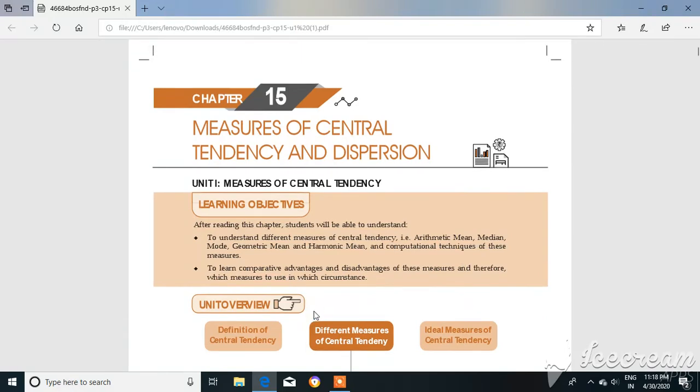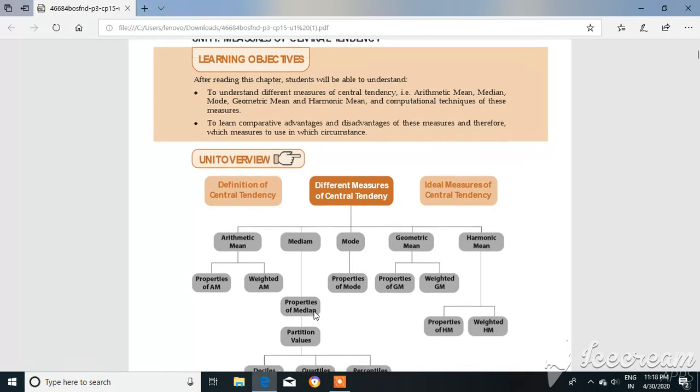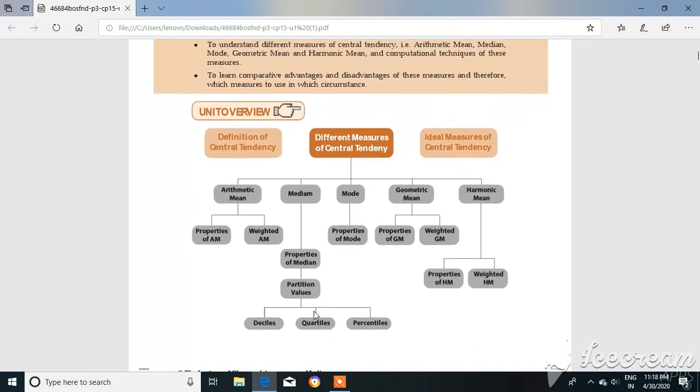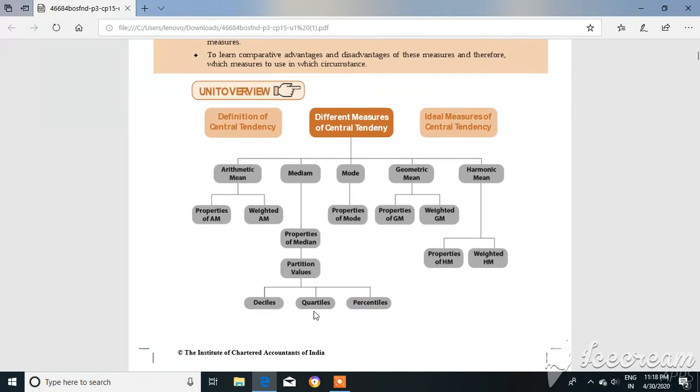Now here is a flow chart for different measures of central tendency. So in this chapter we will learn first what is central tendency. So there are different types of measure of central tendency. It consists of arithmetic mean, median, mode, geometric mean and harmonic mean. So these five are measure of central tendency.